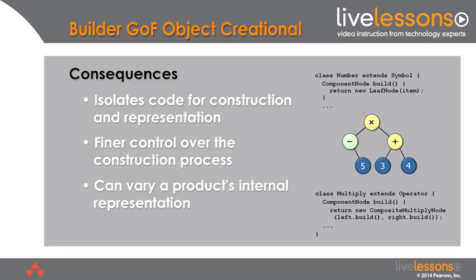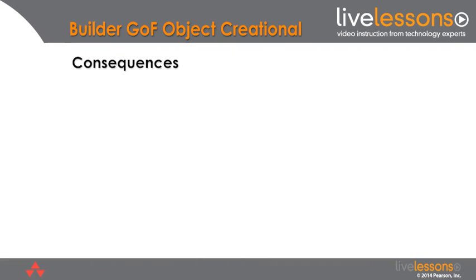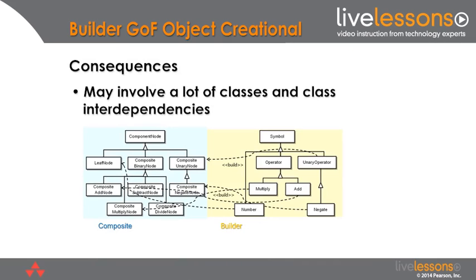For example, we could come up with different ways to build our composite expression tree without changing the way in which that's accessed by the rest of the application via the bridge pattern. There are, of course, some downsides to this particular approach. They typically involve a lot of classes and a lot of class interdependencies.